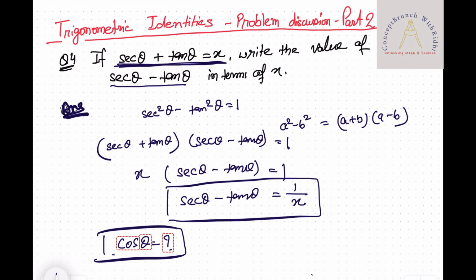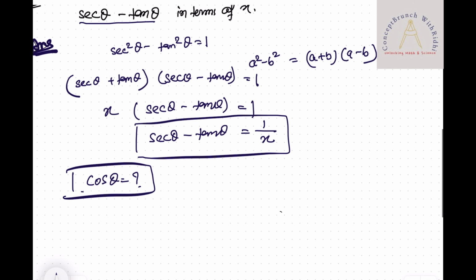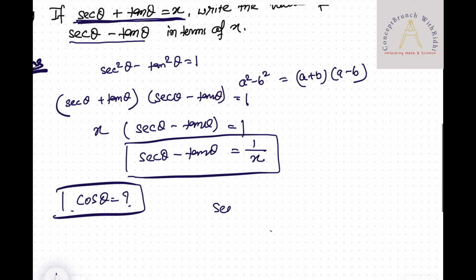Because this question sometimes they ask in the exam, right? Let's do that now. So according to the question, secant theta plus tan theta is what? X. And now we just got the value. Secant theta minus tan theta is equal to what? 1 over x. Can we solve it?